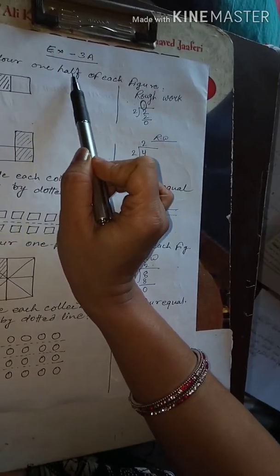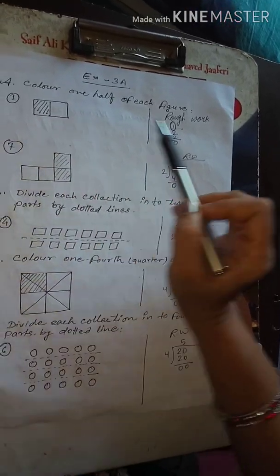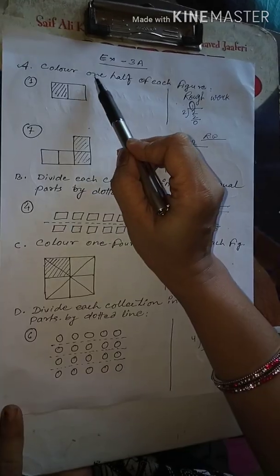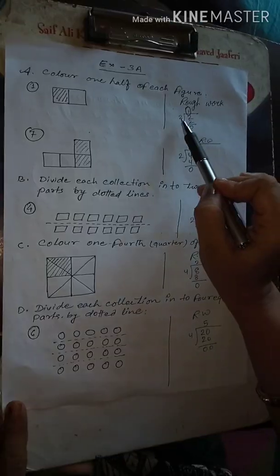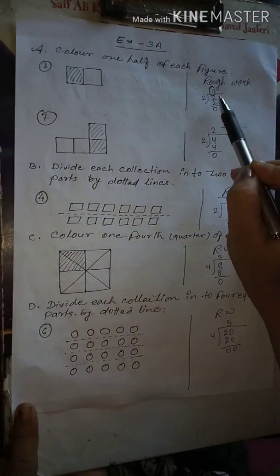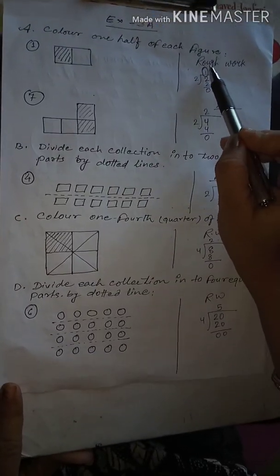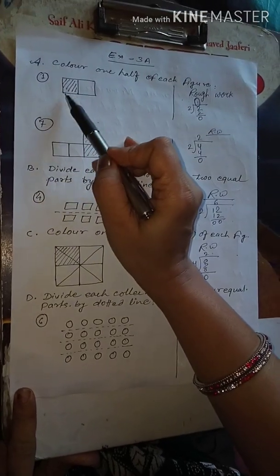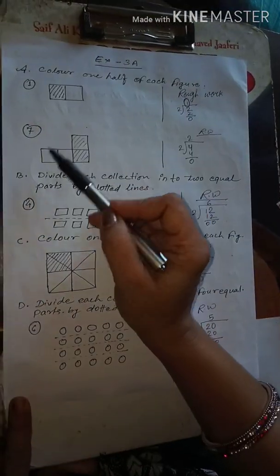Okay, means divided by 2. So total parts here what? 2, and divided by 2 because you have to color one half. So 2 divided by 2, 2 ones are 2. So how many parts you have to color? One part. So just you color one part. Next question number 7. Same thing.